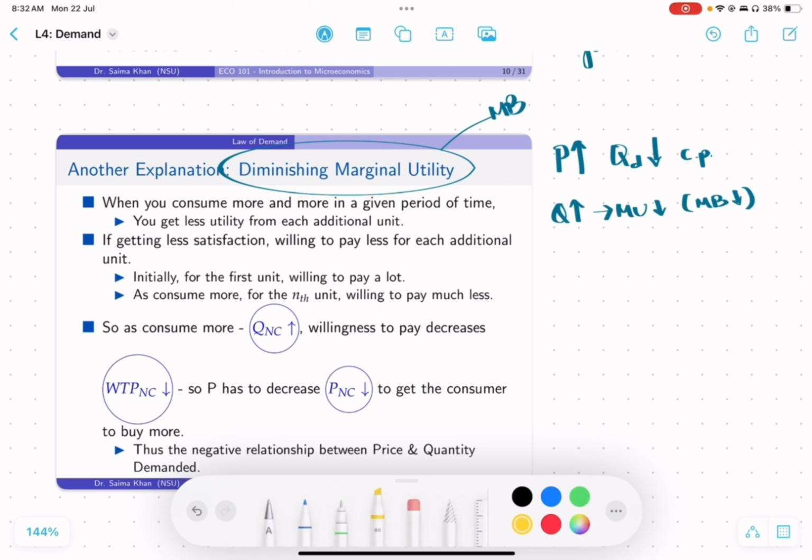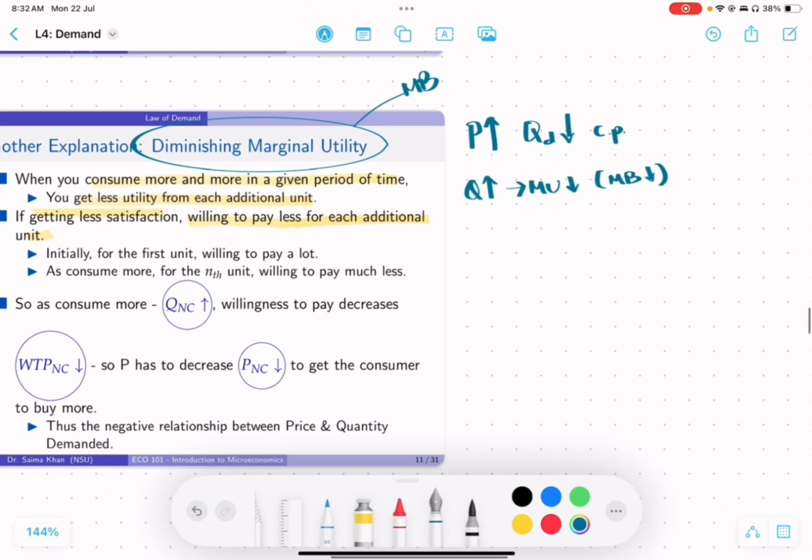All right, so essentially that's what I am summarizing here. I'm saying that as you consume more and more in a given period of time, you get less utility from each additional unit, so your marginal utility falls. Now this is the idea. If your extra happiness from each additional unit is less, then you're going to be willing to pay less for it, right? You're getting less satisfaction, you're willing to pay less for each additional unit.